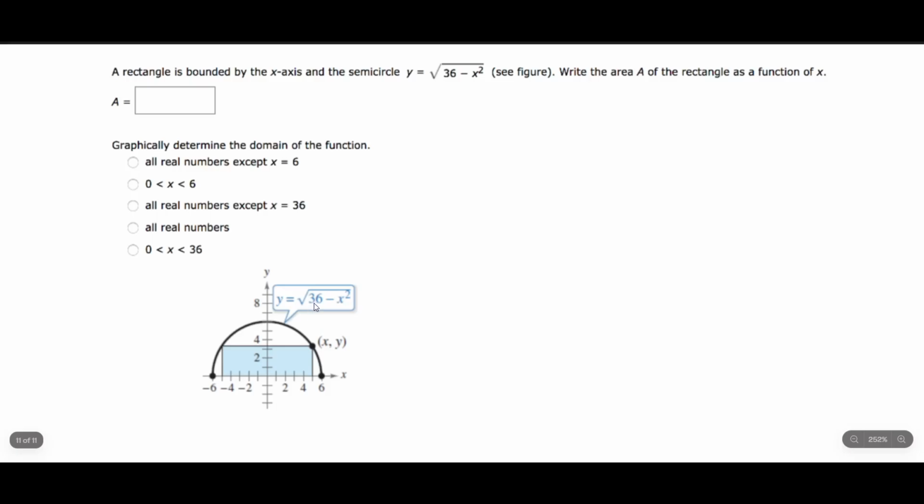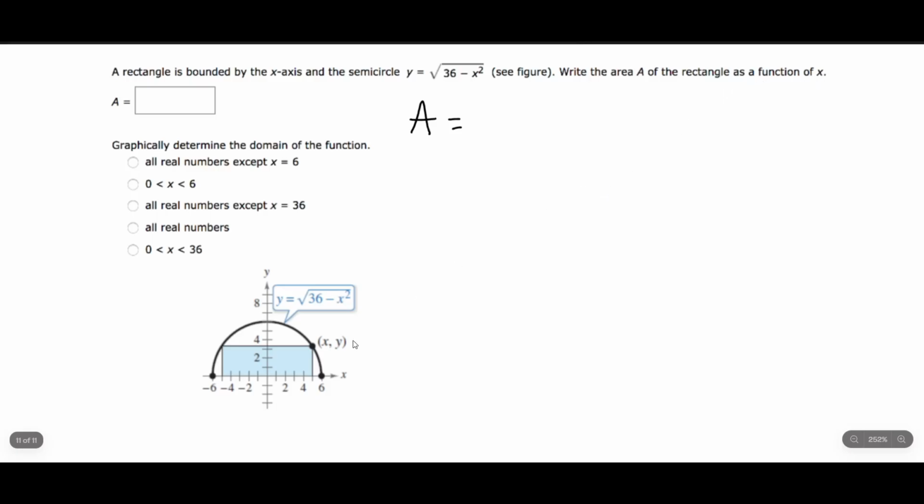Anyway, in order to do this problem, let's first find the area. Area is a function of x, so it's going to be A equals something. Okay, let's just make that clear. It's going to be A equals something, as shown here. So it's really nice that they gave a picture here. Sometimes they won't give you a picture in this type of problem.